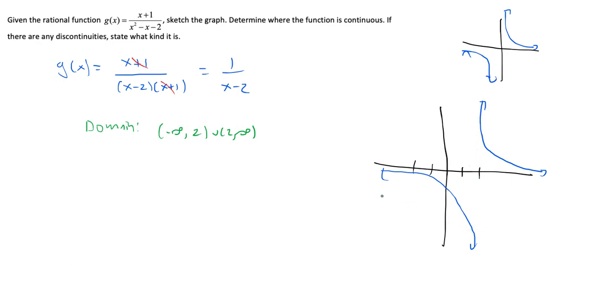Okay? So some people would say, yeah, it's discontinuous here at 2. Well, for rational functions though, remember the definition, they are continuous along their domain. So actually, the function is going to be continuous here. There are no discontinuities. Okay, so it is continuous along its whole domain. You got to remember that for rational functions.